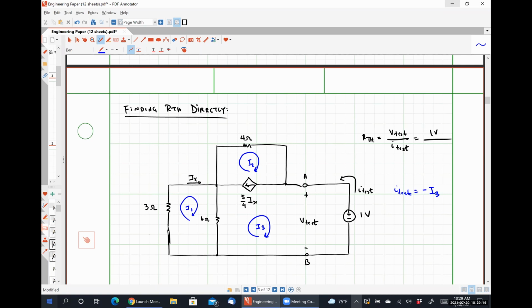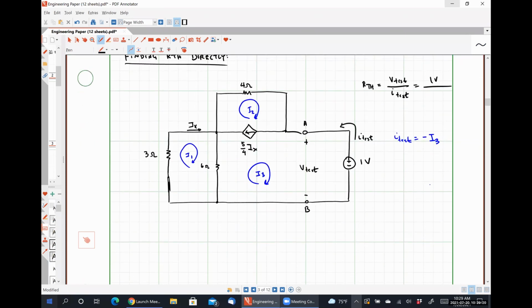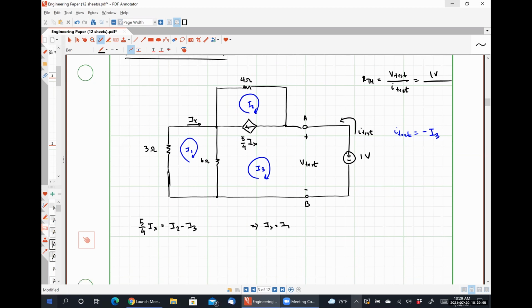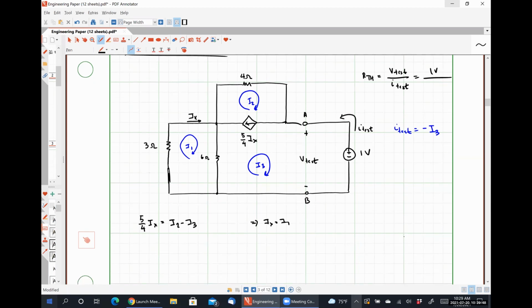So I'm giving you the reason that I am using mesh analysis there. We have that interior current source again. So I'm going to have to say that 5/4 Ix will be equal to I2 minus I3. And we know that Ix is just I1. I'm going to have my KVL equation around my super mesh. That's going to be pretty much identical to what we had before. So 6 ohms times (I3 minus I1) plus 4 ohms times I2 is equal to 0.